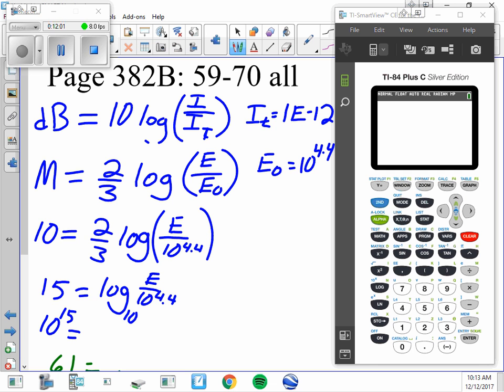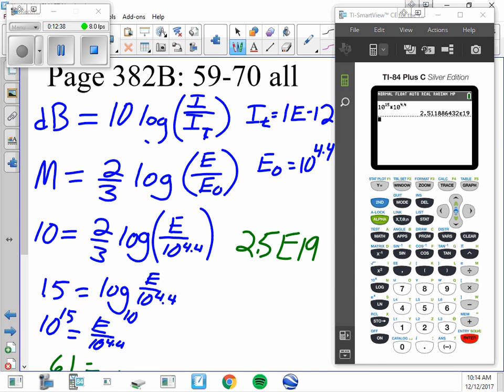So this is base 10. 10 to the 15th is E over 10 to the 4.4. So 10 to the 15th times 10 to the 4.4 will be my answer. So 10 to the 15th times 10 raised to the 4.4 is 2.5 e to the 19th, and this is in joules. That is a lot of energy. An unbelievable amount of energy.